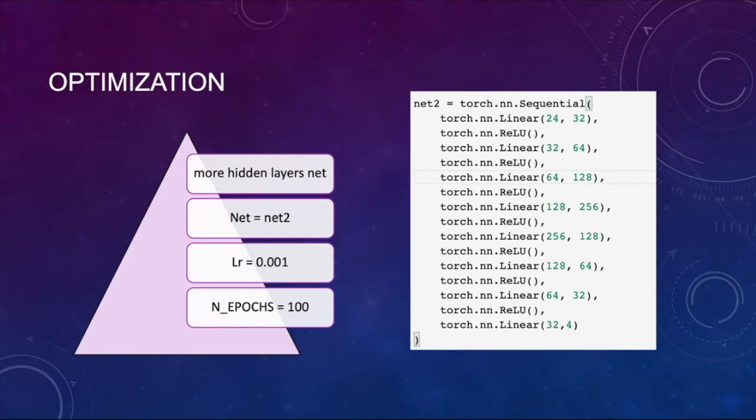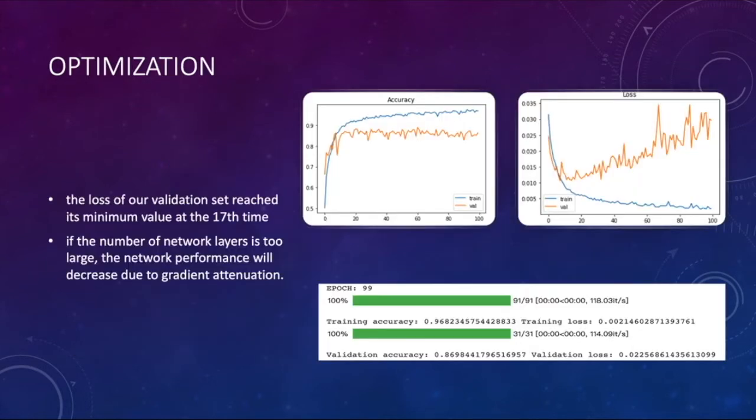The learning rate we use is still 0.001, and the number of iterations remains 100. As we can see from the figure on the right, the loss of our validation set reached its minimum value at the 17th iteration, and overfitting occurred in the subsequent iterations.